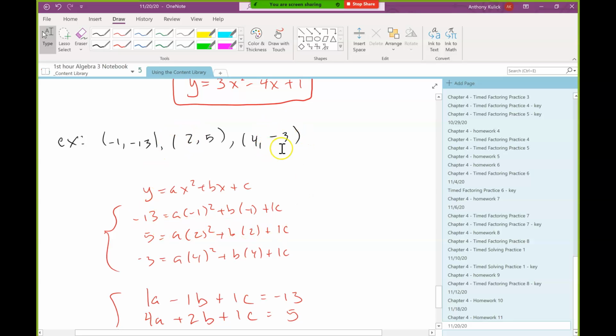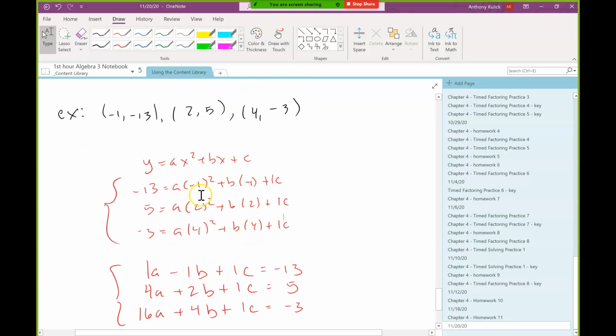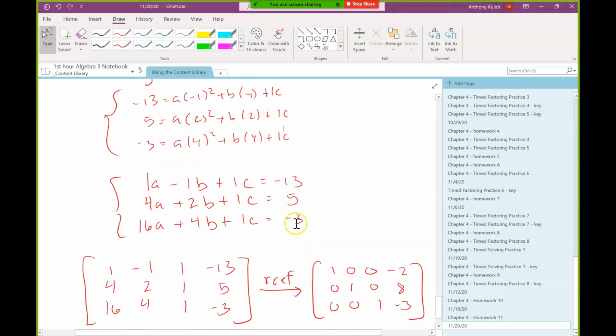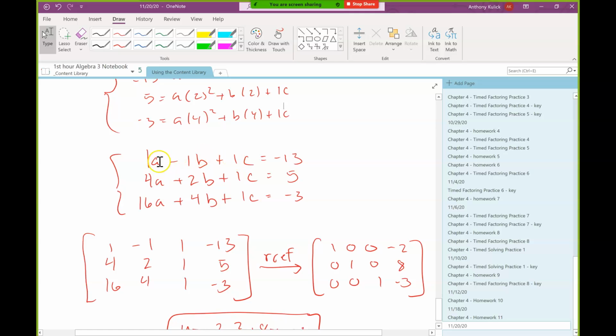And then negative 3 went in for y, and 4 went in for x to give me my third equation. I then simplified down, so I did all these squares, and I wrote the equals on the right to give me this system, which I then interpreted as a matrix.